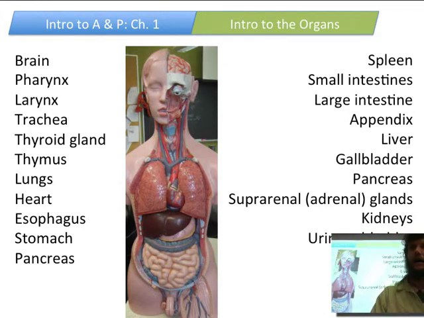That is reduced in adults. It's mostly present in children. Lungs, I think we know where that is. The heart, the esophagus is the tube that leads down to the stomach. Passes through the esophageal hiatus.